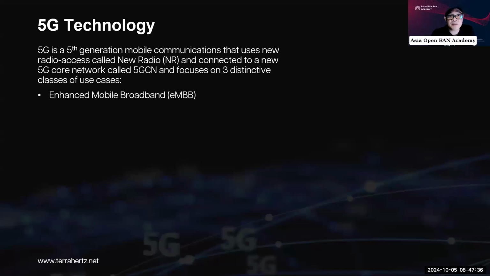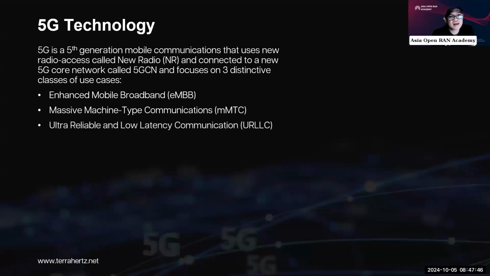First is eMBB, or Enhanced Mobile Broadband. Next is Massive Machine Type Communications, or mMTC. And then Ultra-Reliable and Low Latency Communications. Those are the three distinctive classes of use cases of 5G.